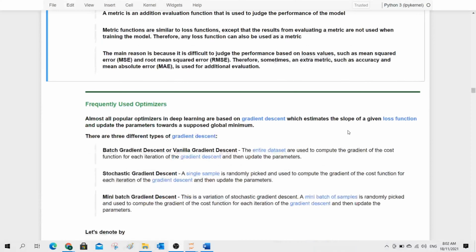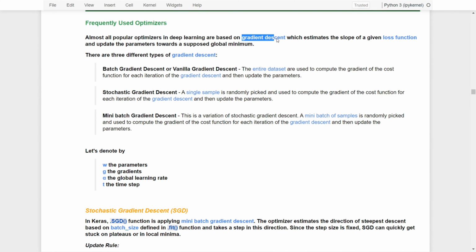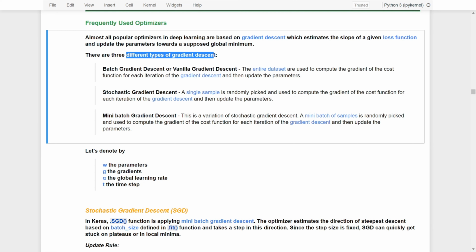Now, let's take a look at the commonly used optimizers. Almost all popular optimizers in deep learning are based on gradient descent, which estimates the slope of a given loss function and updates the parameters towards a supposed global minimum. There are three different types of gradient descent. The first one is batch gradient descent, or vanilla gradient descent.